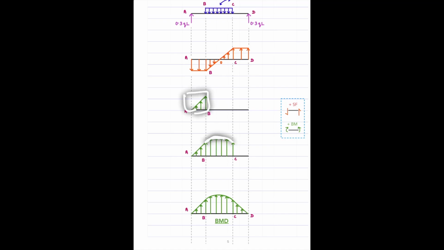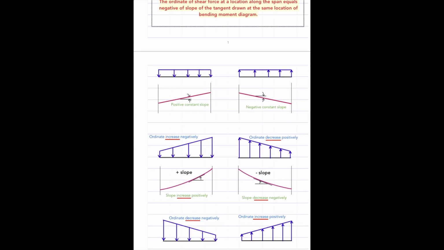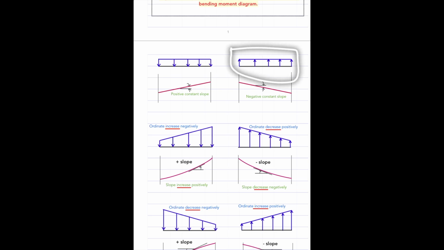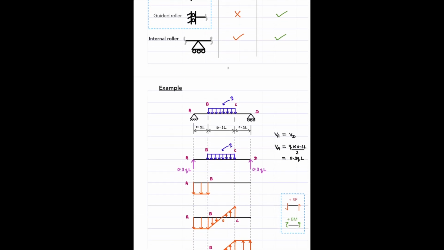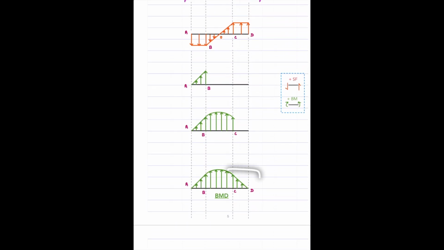Okay, and finally for the span CD, we need to just see how this variation is. This is an upward force, and its intensity is constant. Now we go back here. We see that we have an upward force and the intensity is constant here. Accordingly, the bending moment should have a variation like this, a straight line. So that's how we should finish for this portion CD.